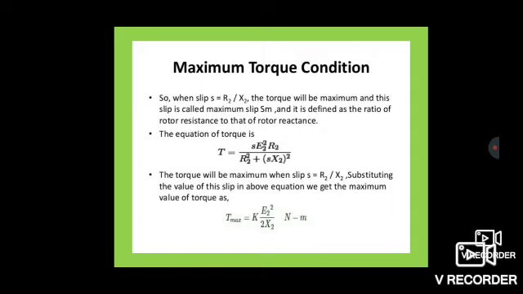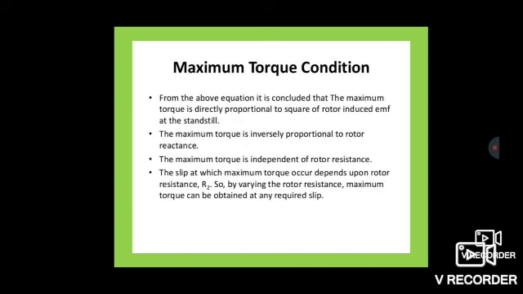This slip is called the maximum slip Sm, and it is defined as the ratio of rotor resistance to rotor reactance. The equation of torque is torque equal to s E2 squared R2 divided by R2 squared plus (sX2) the whole squared. The torque will be maximum when slip s equals R2 divided by X2. By substituting the value of the slip in the above equation, we get the maximum torque Tmax equal to K E2 squared divided by 2X2 Newton meter.